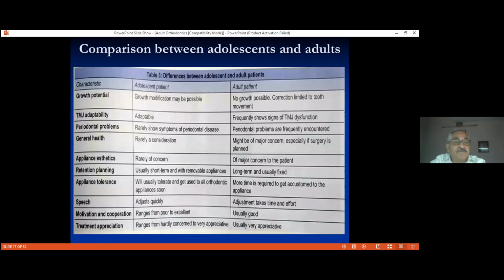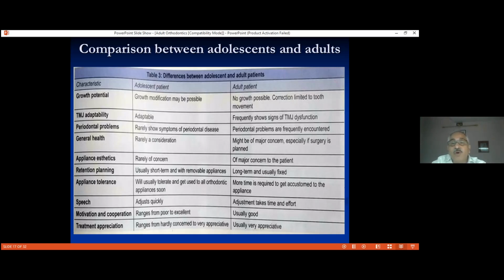Appliance aesthetic is rarely a concern. Children do not bother about the appliance, but it is a major concern for the patients, for the adult patients. Retention is usually short term with removable appliances, and usually in the adult cases it is fixed and long term. Appliance tolerance is usually good, and children get used to orthodontic appliances very soon.